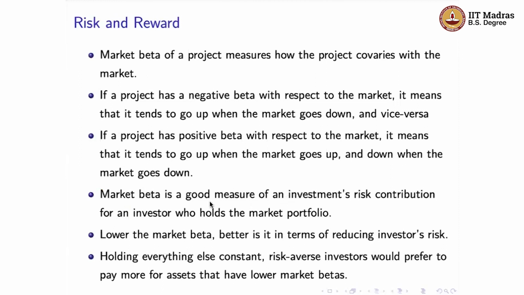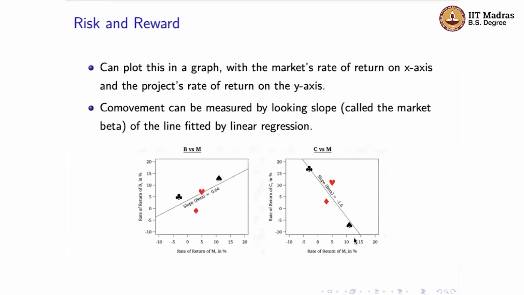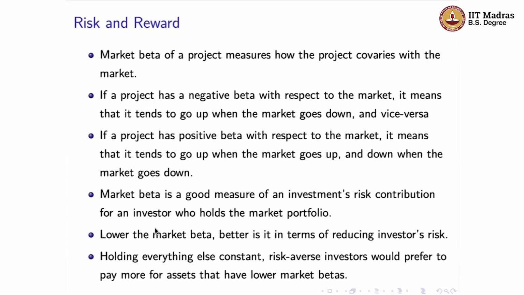Okay, so this is basically a measure that we are going to think of as an investment's risk contribution for an investor who holds the market portfolio. The lower the market beta, the better it is in terms of reducing risk, because, for instance here, if the market is going down, this is exactly when the rate of return of this asset is going to go up. And so at least it will help to protect you against some of the losses happening on the market portfolio. Whereas here, if the market return is going down, that will also result in the rate of return of B going down, and that will amplify the losses that you are suffering, right?